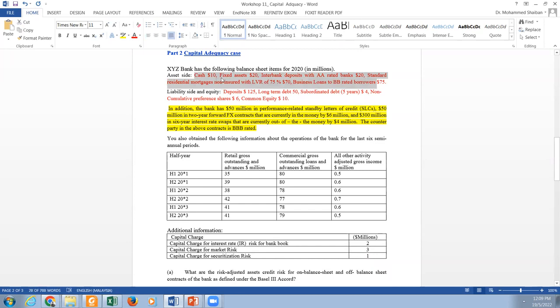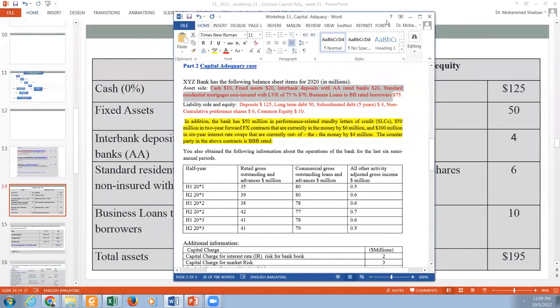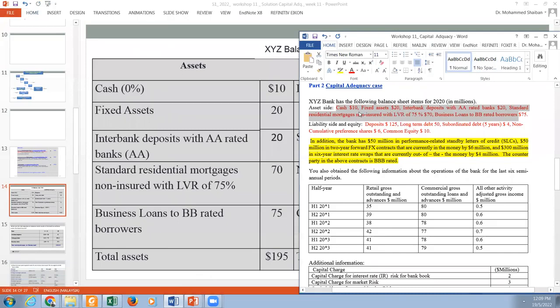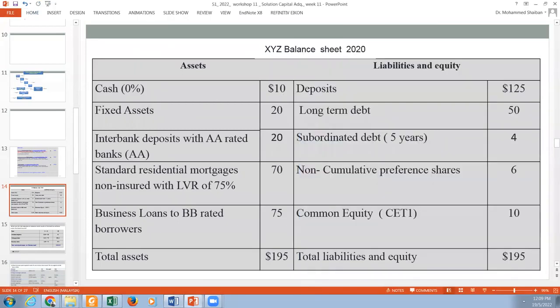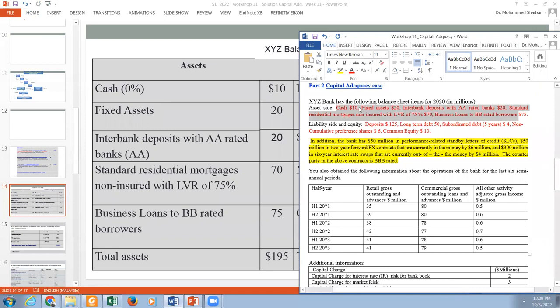Let's put this in a balance sheet. So we have 10 cash, and you have fixed assets of 20. I'm building just the balance sheet. You have interbank with AAA, you will use this one. You have standard residential loans, which is this one, 70. And you have the business loan, which is 75. So I built this one.